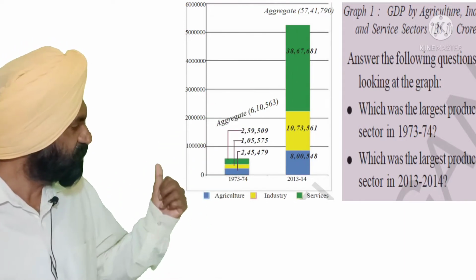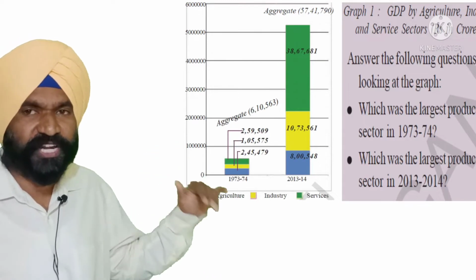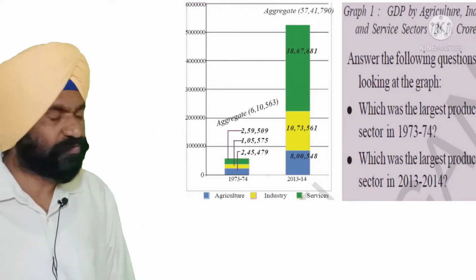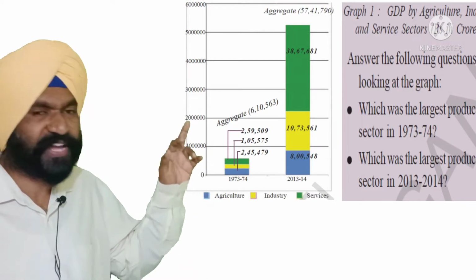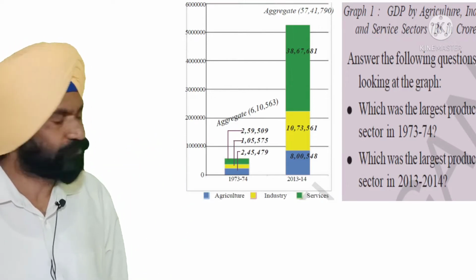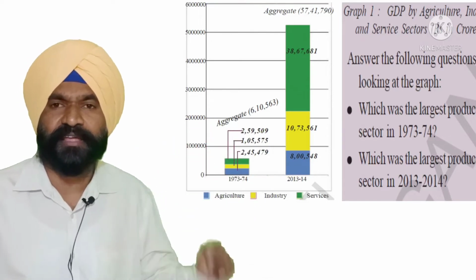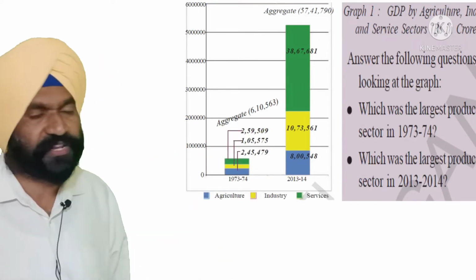Now 1973-74, agriculture sector's GDP in rupees was 2,45,479 and it was 1,05,575 from the industrial sector and it was 2,59,509 from the service sector. This is in the year 1973-74.